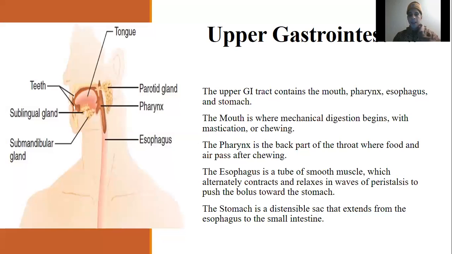The upper GI tract contains the mouth, pharynx, esophagus, and stomach. The mouth is where digestion begins when you put the food in your mouth and you start chewing. Once you swallow, it goes down to the esophagus where peristalsis begins as the bolus is pushed towards the stomach. The stomach is a sac that extends from the esophagus to the small intestine, and we'll see in the next slide.